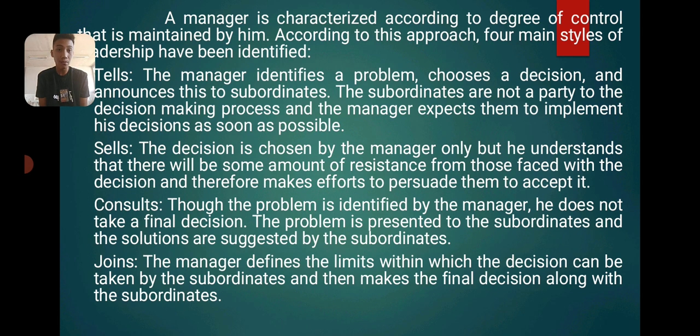Two, the problem is identified by the manager. He does not take a final decision. The problem is presented to the subordinates, and the solutions are suggested by the subordinates. The manager defines the limit within which the decision can be taken by the subordinates, and then makes the final decision along with subordinates.